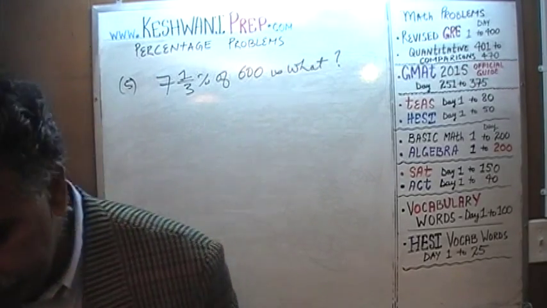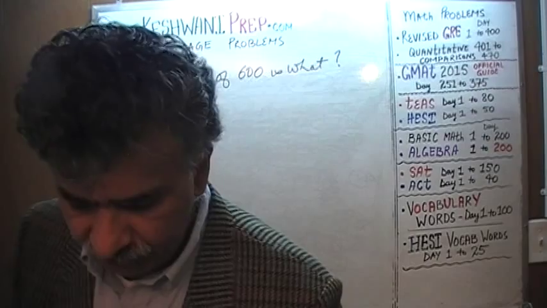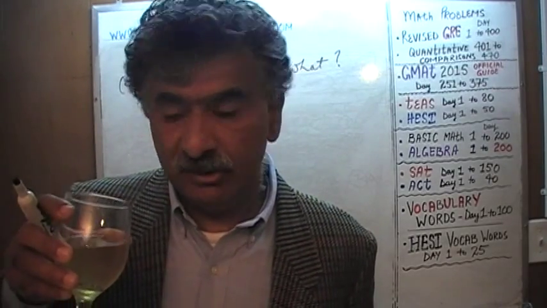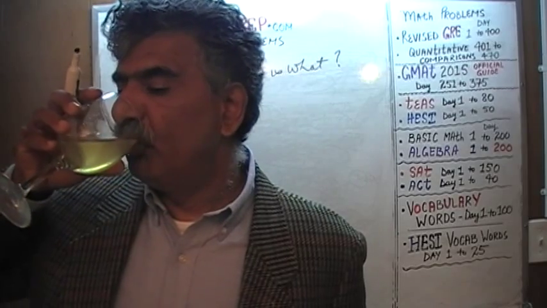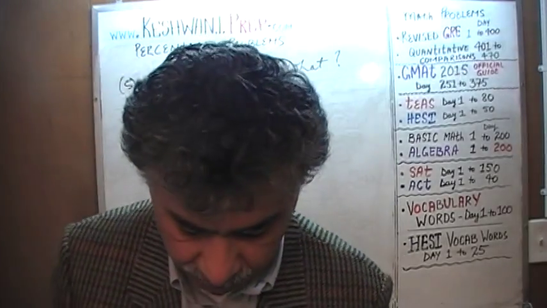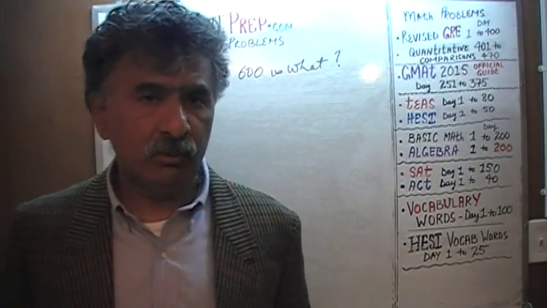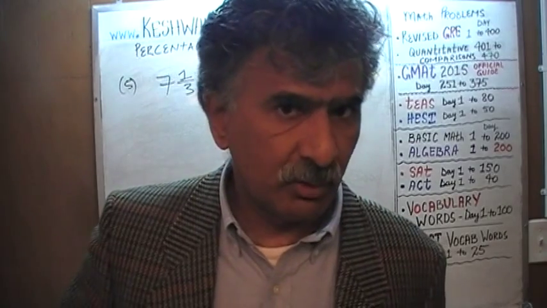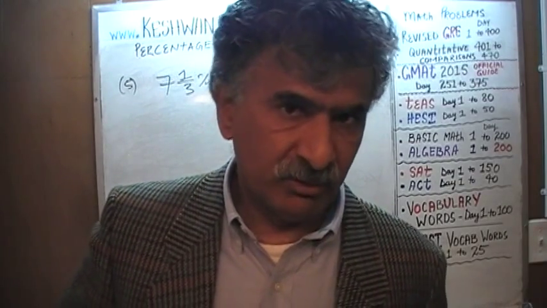As you can see, we are moving away from the percentage formula here because this one doesn't require a percentage change problem. There is no quantity that is being changed here. We are not told that a certain quantity goes from this amount to that amount. We are just given one quantity and it's simply being asked to calculate a given percentage of that quantity. 7 1/3% to be precise.